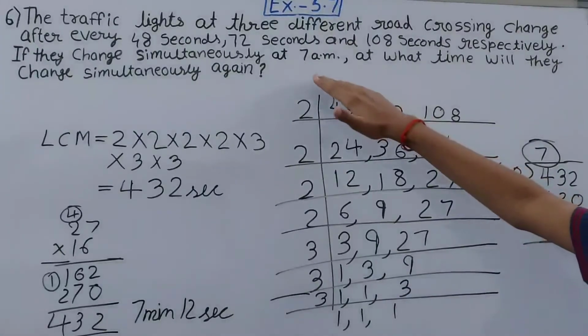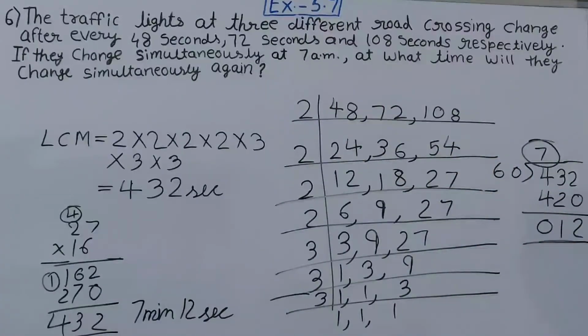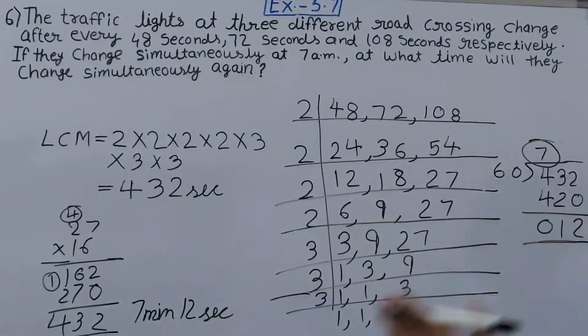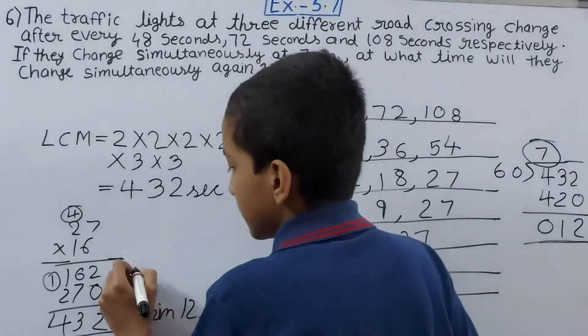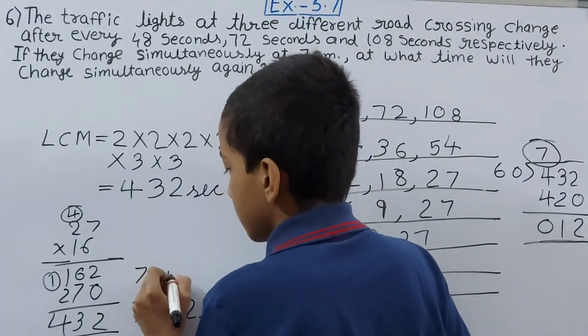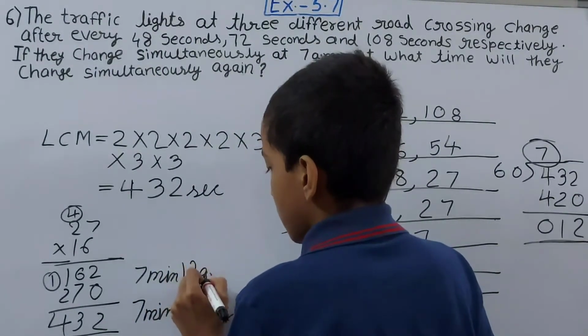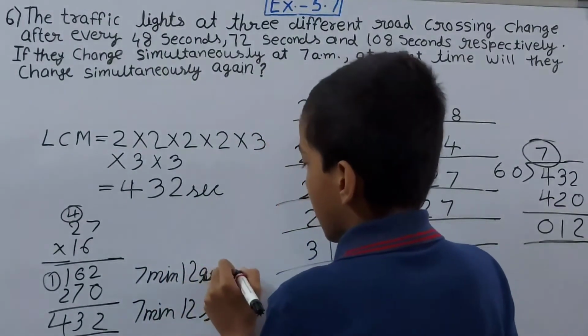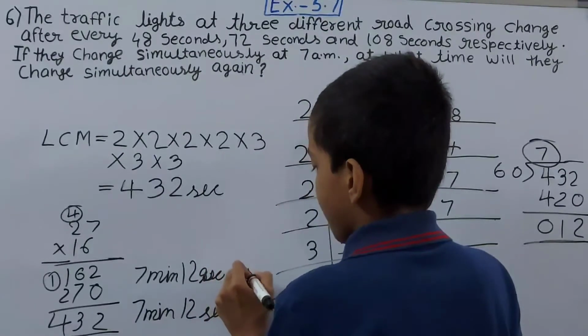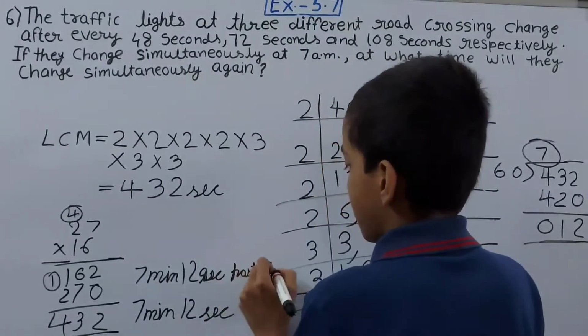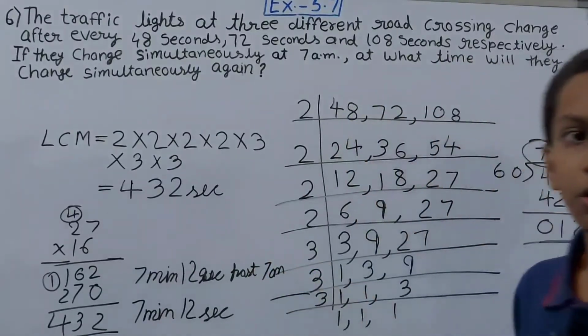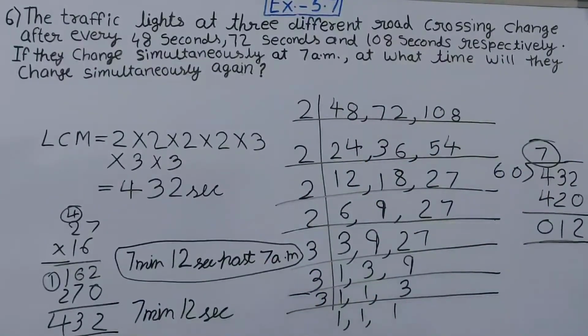Alright, now friends, the last step over here is to add your duration to the given duration, because they all are changing simultaneously at 7 am. So that means we need to add our duration to 7 am. And when you add it, what you get? Yes, 7 minutes, 12 seconds past 7 am. Okay, so that is 7 minutes 12 seconds past 7 am.